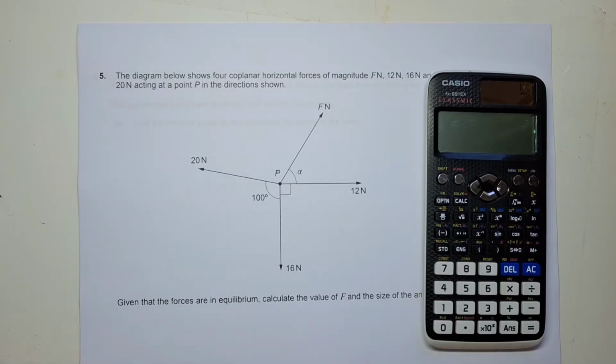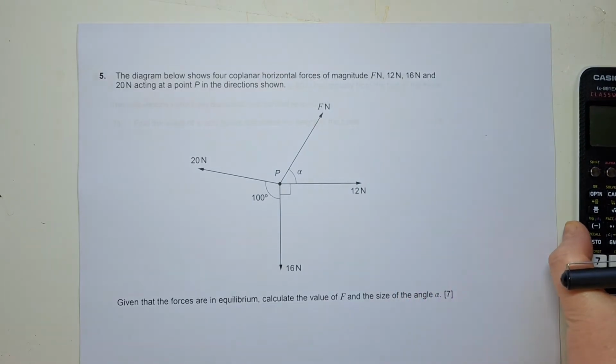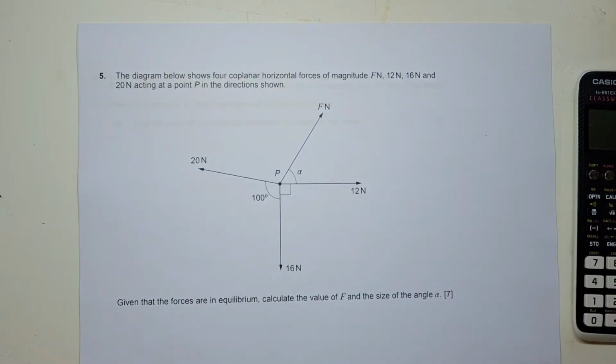Question 5. The diagram below shows 4 coplanar horizontal forces of magnitude F, 12, 16 and 20 acting at a point P in the directions shown. So we're looking down from above on this diagram. Given the forces are in equilibrium, calculate the value of F and the size of angle alpha.